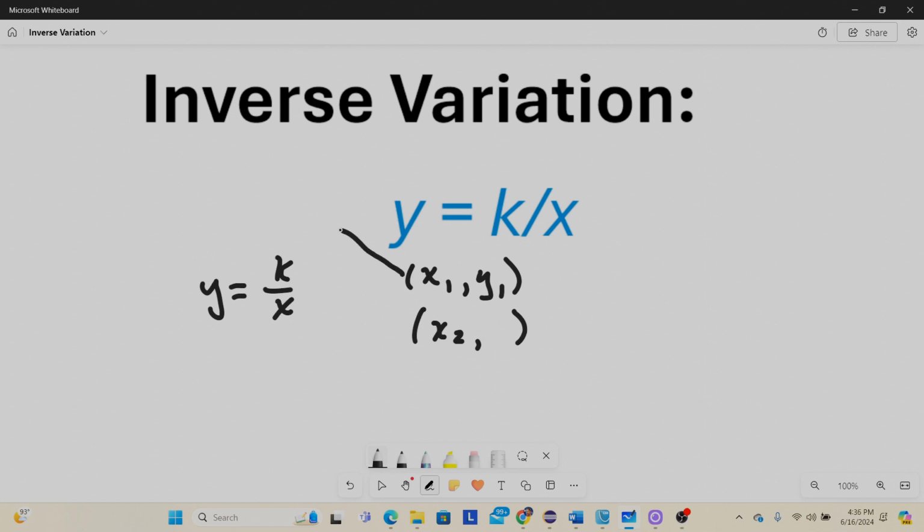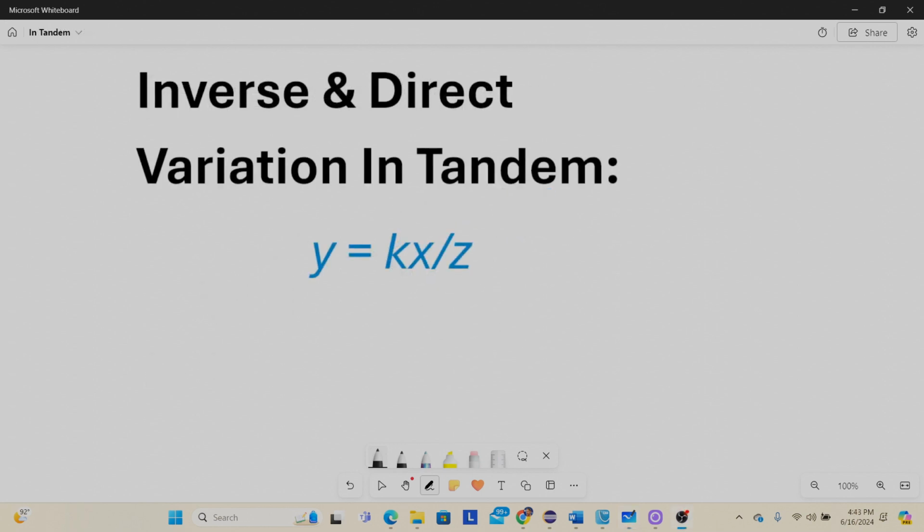Well, you'd plug in the first point to solve for k, and then you'd be able to solve for your second one. Note that for all ordered pairs that satisfy this inverse variation, if you solve for k, the product of y and x would always equal k. So you could quickly solve by doing y1 times x1 equals y2 times x2 and just solve for the missing part. So that's an inverse variation.